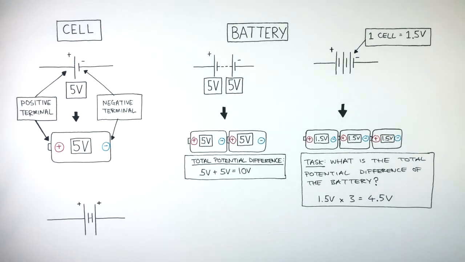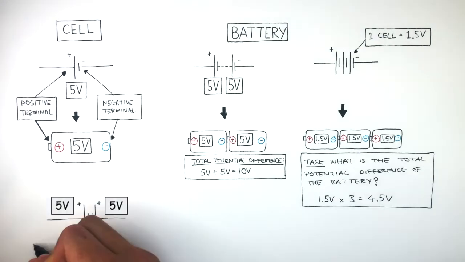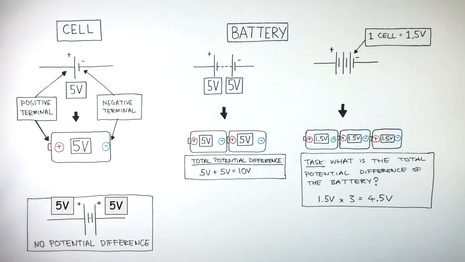At the bottom of the screen, there is a battery where the cells are connected by their negative terminals. If the potential difference of each cell is different, then there can still be a potential difference. However, if the potential difference of each cell is equal, such as 5 volts and 5 volts, this will mean there will be no potential difference and an electric current will not flow.